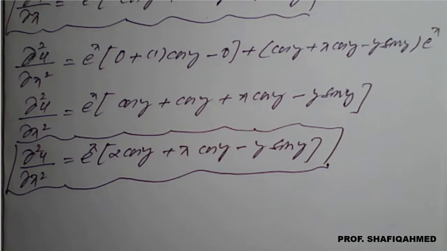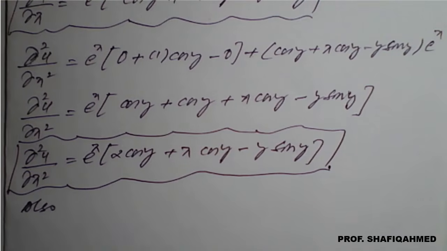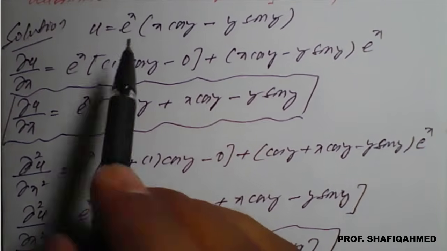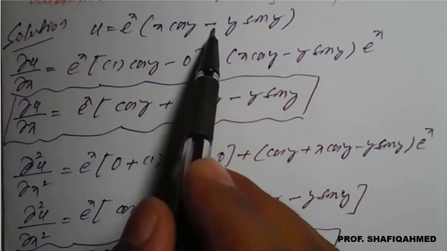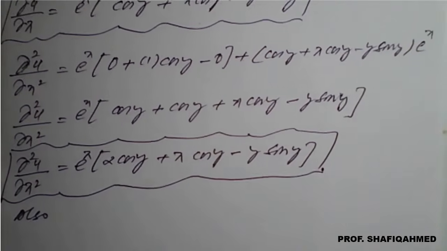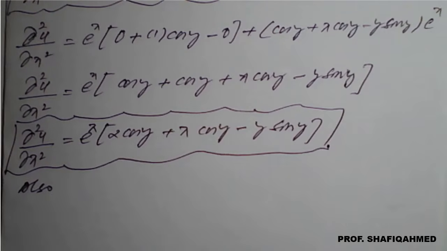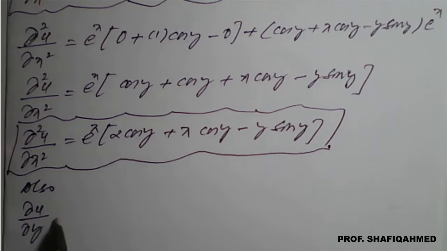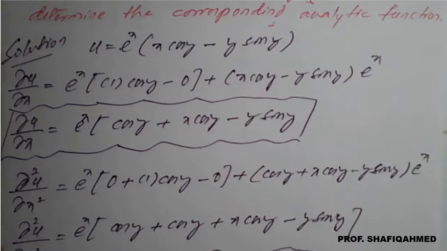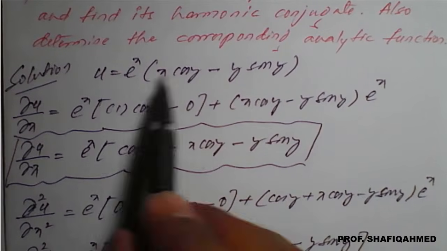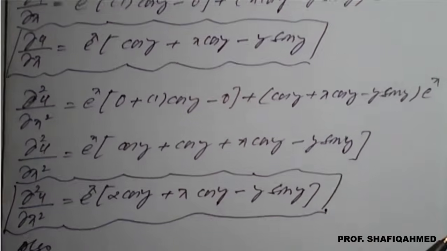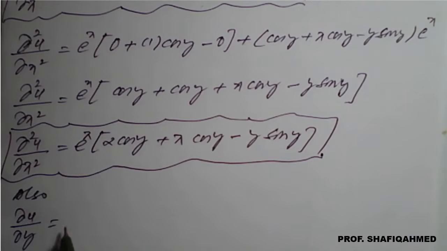Now again we have to go for the partial derivative with respect to y. So our u, remember, is e raised to x into (x cos y minus y sin y). So the partial derivative of u with respect to y, dou u by dou y, is equal to, you can observe here e raised to x is a constant, keep it as it is, only the bracket we have to differentiate partially.